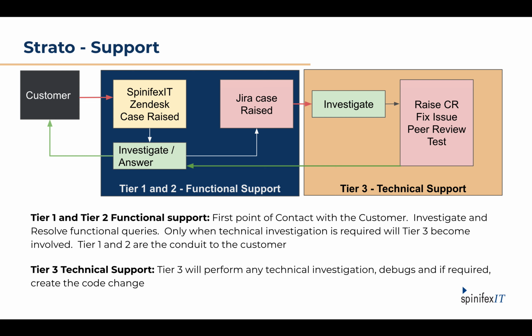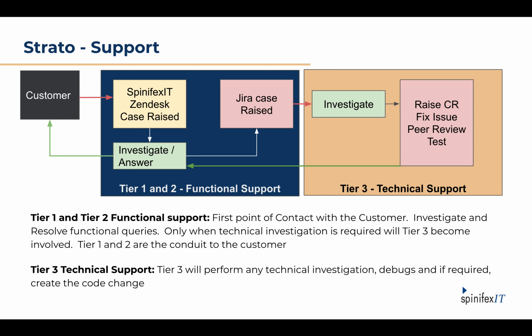If the team investigates and cannot find a solution or detects a bug, they create a Jira case. Then the Jira case is taken by the tier 3 team, who will either raise a CR if the customer's request is really a change request, or fix the issue, and of course everything will be peer reviewed and tested before we deploy. Once it's done, an automated message is sent to the tier 1 team to inform the customer that the change has been implemented.